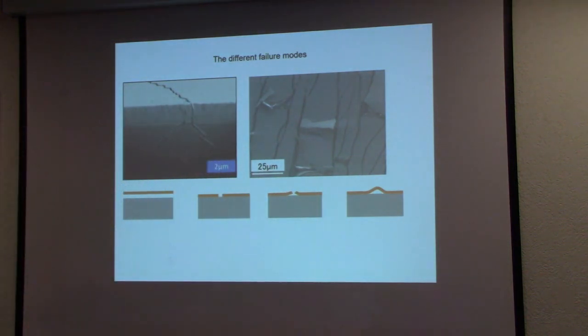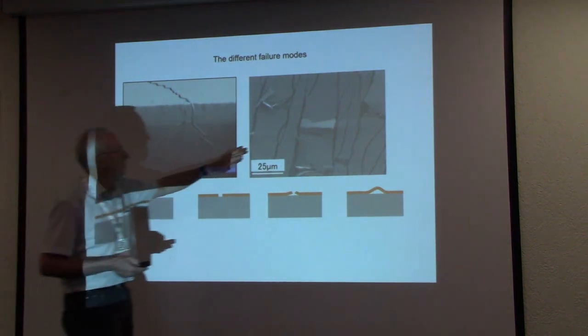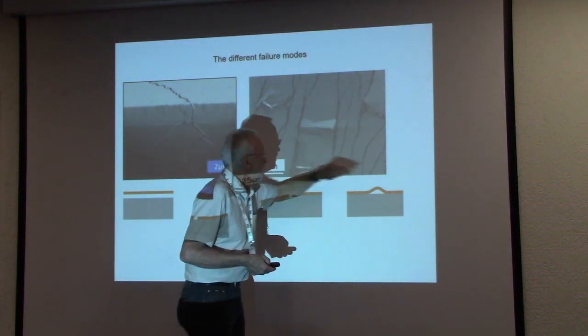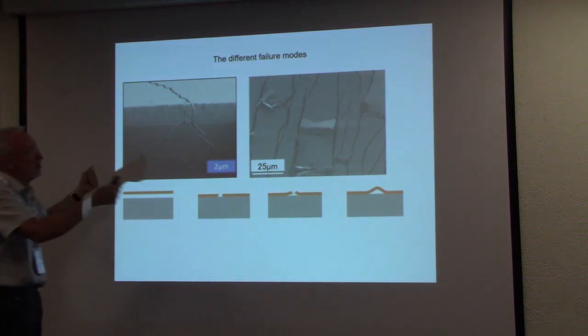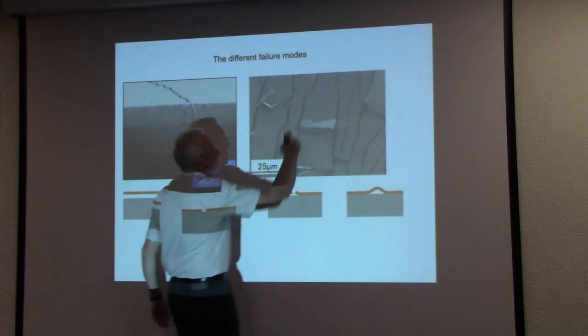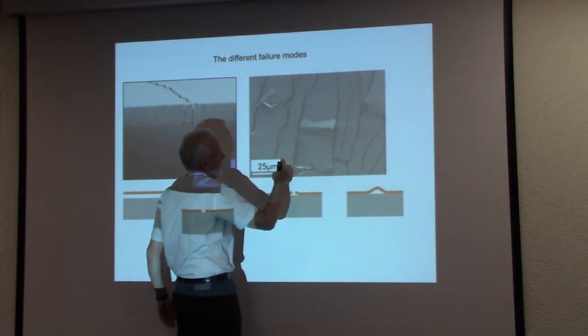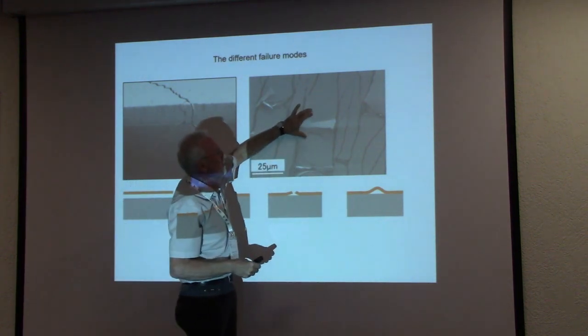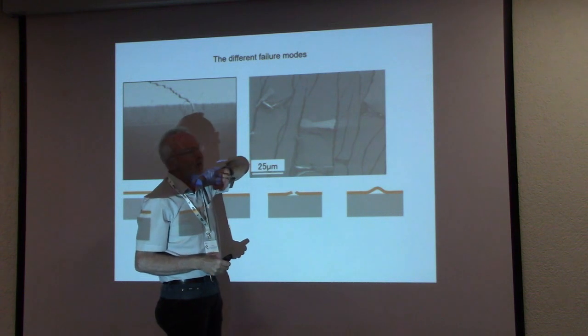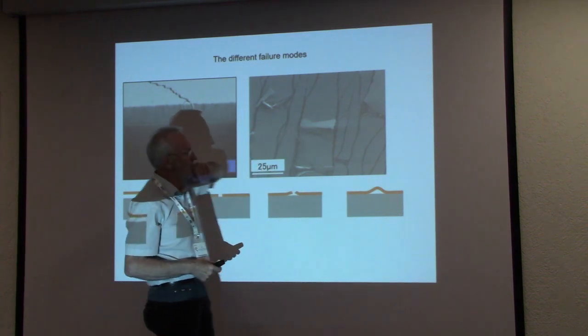You see here few examples. This was, I think, a chromium layer on a polymer substrate with tension loading. At first, you will see then a video of them. At first, cracks are generated here, and then these buckles generate here, and then these buckles fail.